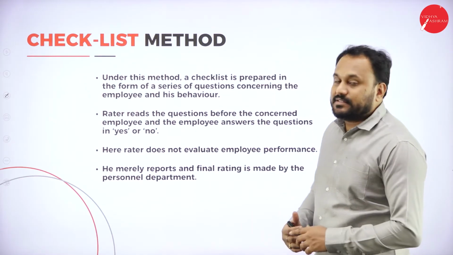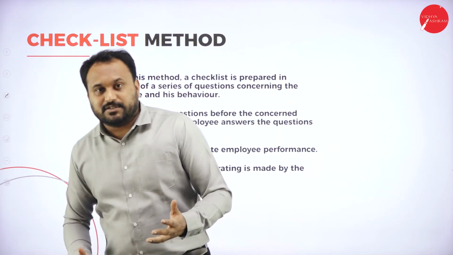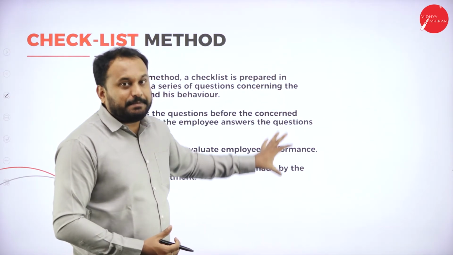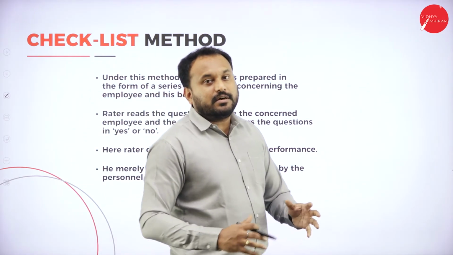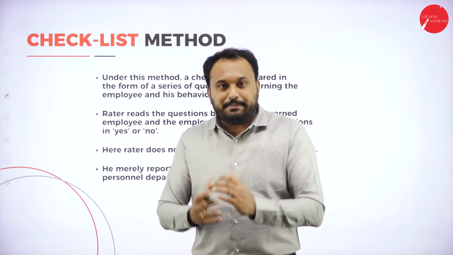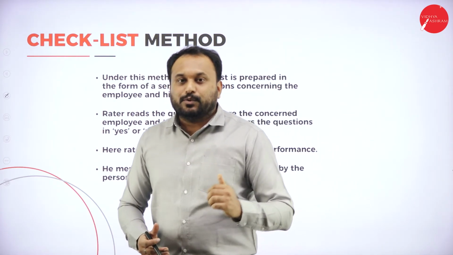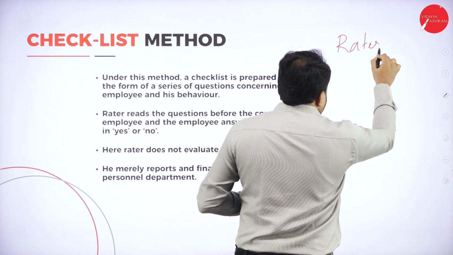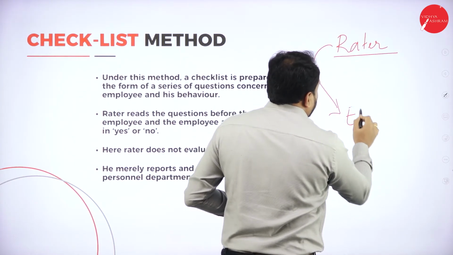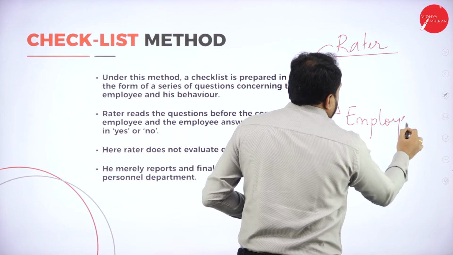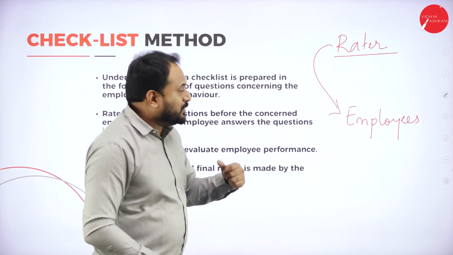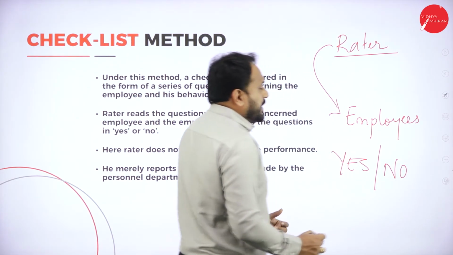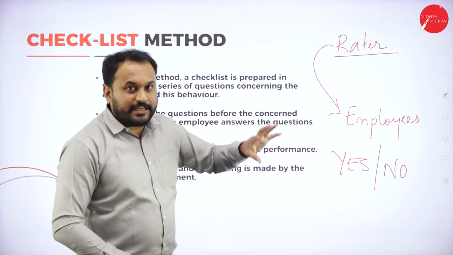Next one we have is the checklist system. Checklist system is very easy actually, and many companies use this. But for a smaller company, this checklist is very suitable, not for a big organization. Here in the checklist, the employer will assign a person called a rater. The rater will ask the employee questions. The employee needs to answer by saying yes or no. The employee cannot say that I will not answer this question. It is only yes or no.